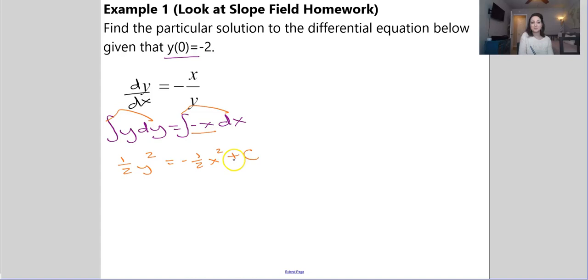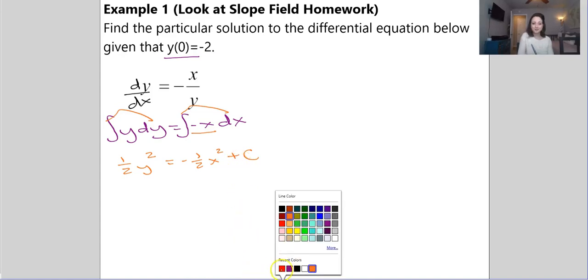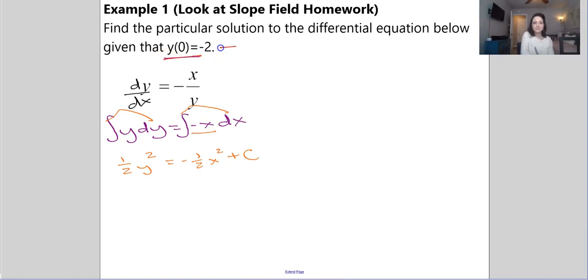Notice we just put a plus c, so where do we go to? We need to come back to our initial condition, right? This is the point (0, -2). So let's plug this in. So I've got 1/2 times negative 2 squared equals negative 1/2 times 0 squared plus c. Let's solve this for c. Negative 2 squared is 4, times 1/2 is positive 2. This is 0, so c equals 2.